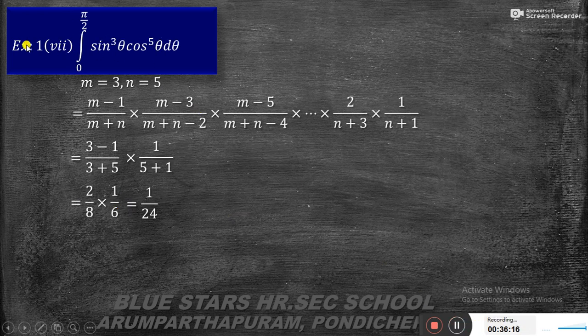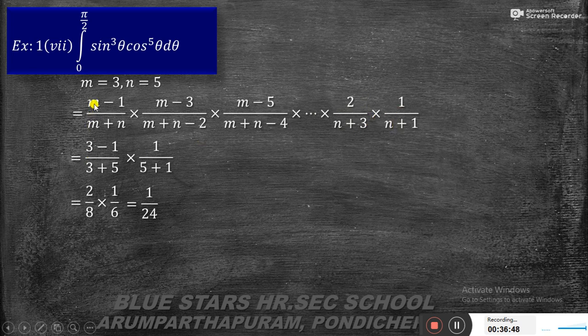Next exercise problem, 7th subdivision, integral 0 to pi by 2 sine cube theta cos power 5 theta d theta. So here sine power m means 3, cos power n equal to 5. You substitute in the formula. Here m is odd and n is odd, both are odd numbers. So you write the formula m minus 1 by m plus n into m minus 3 by m plus n minus 2 into m minus 5 by m plus n minus 4 up to etc., 2 by n plus 3 into 1 by n plus 1.